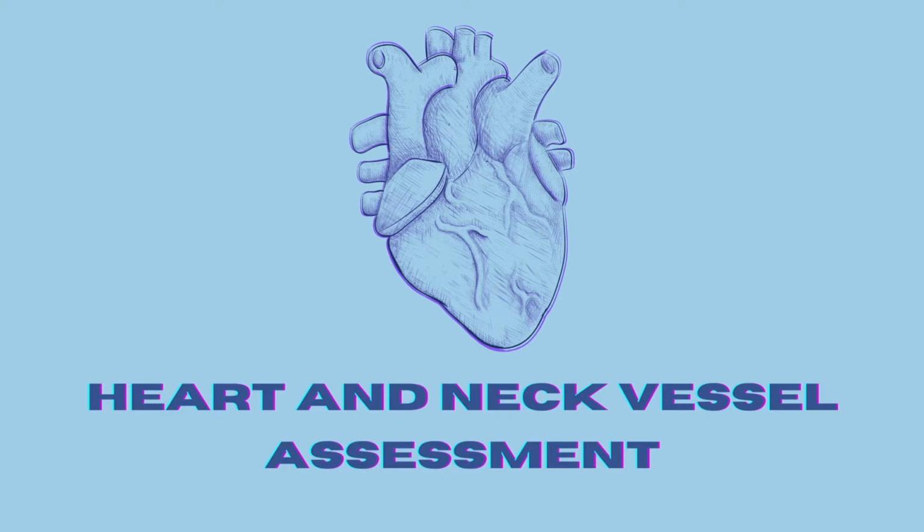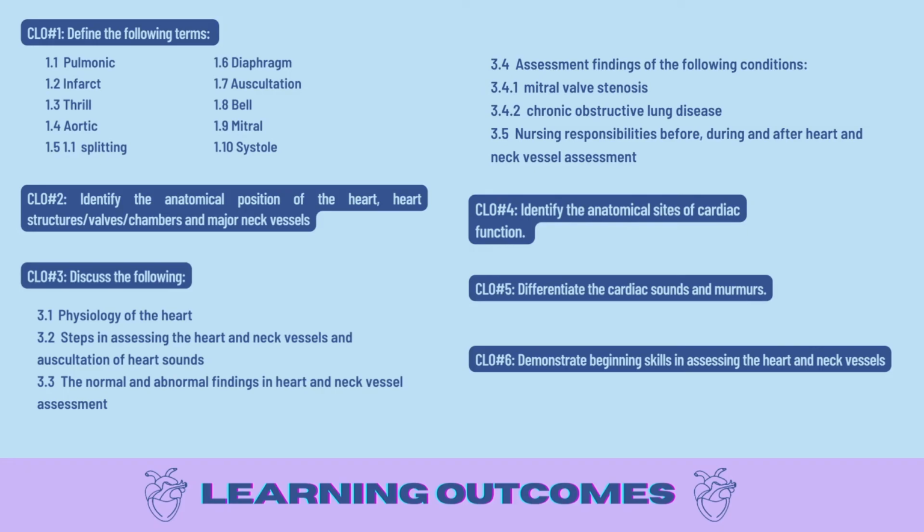For the third and final topic, we have heart and neck vessel assessment. The learning outcomes for this topic include: first, to define the following terms: pulmonic, infarct, thrill, aortic, splitting, diaphragm, auscultation, bell, mitral, and systole. Second, to identify the anatomical position of the heart structures, valves or chambers, and major neck vessels.